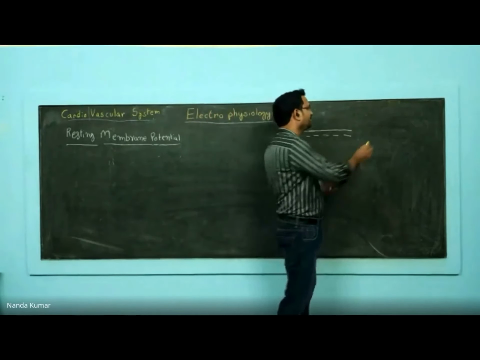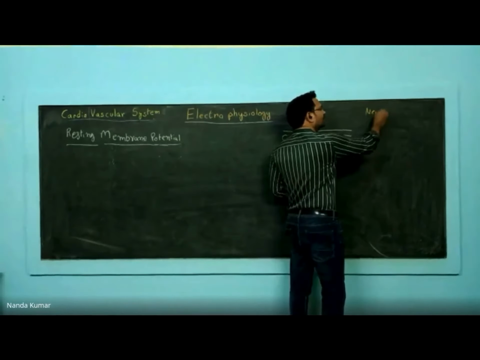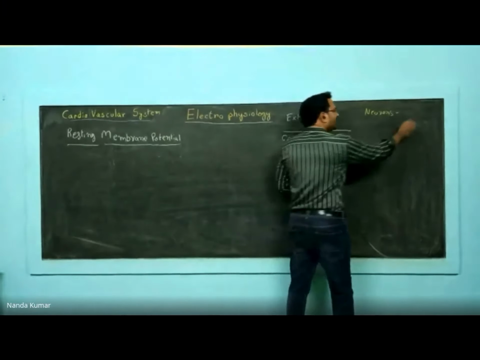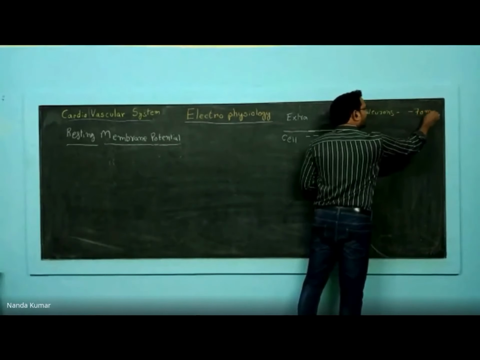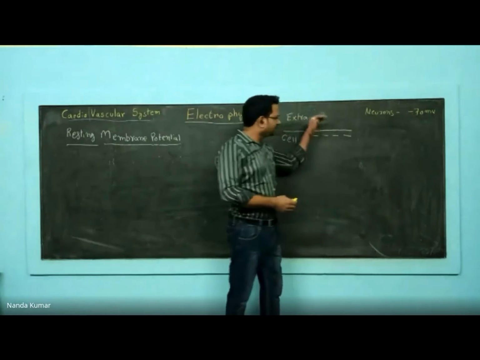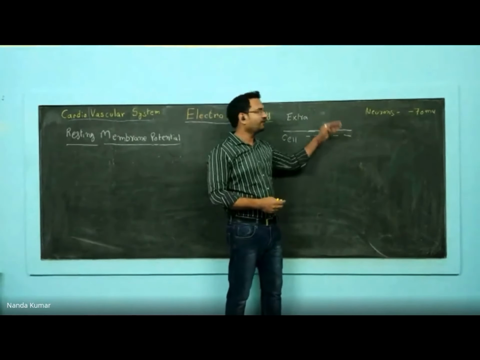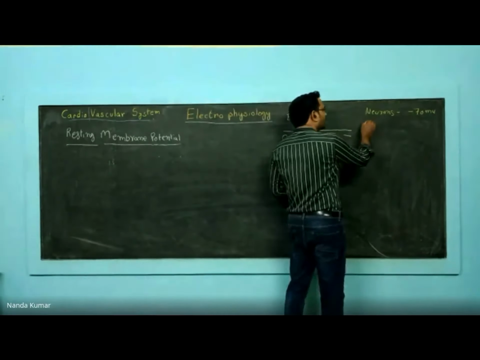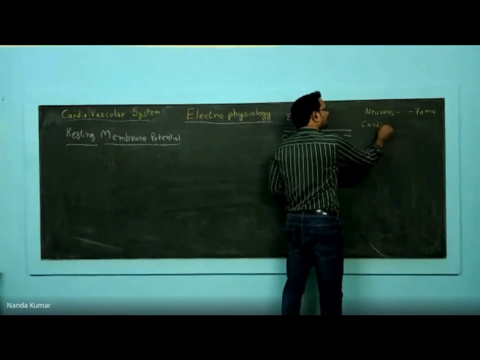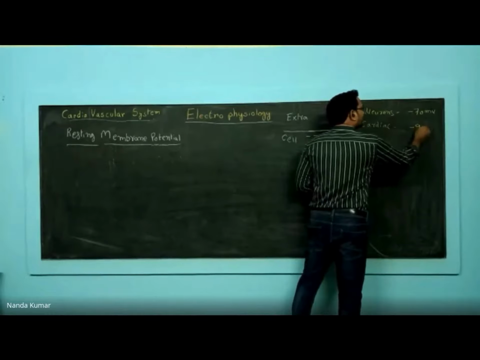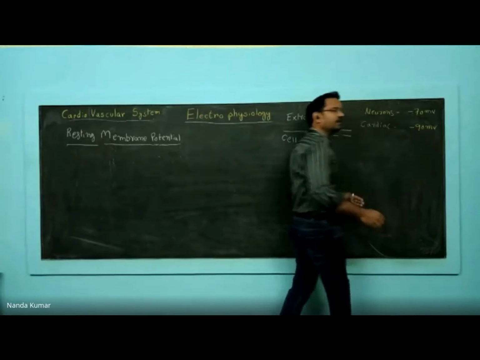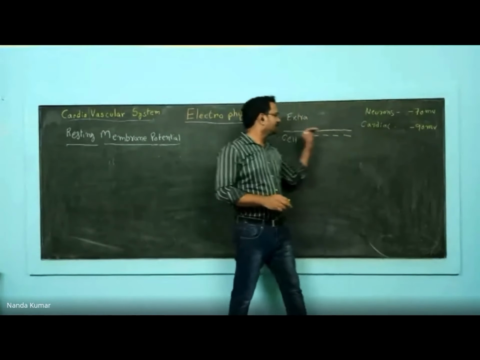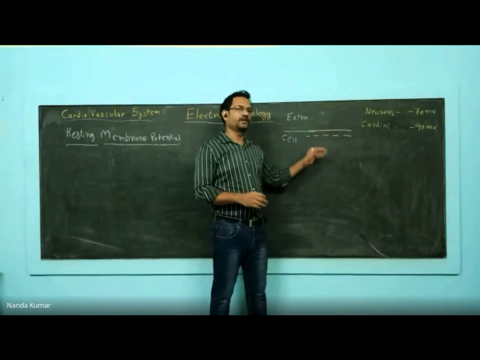For example, in the case of neurons, the membrane potential is minus 70 millivolts. That means inside the cell there is an excess of negative 70 millivolts. In the case of cardiac cells, it is minus 90 millivolts. Whatever it is, it is still a negative charge. So always inside the cell you have negative potential.